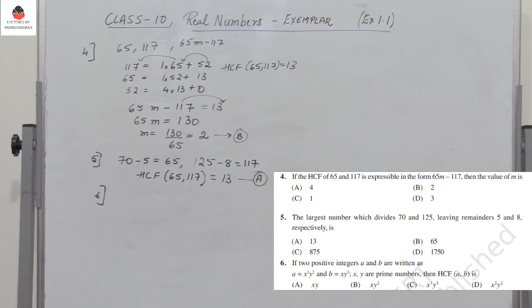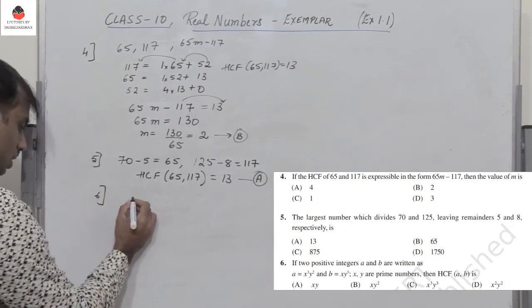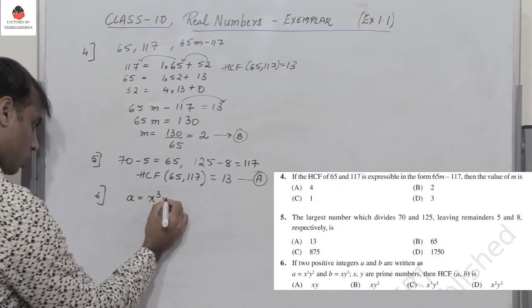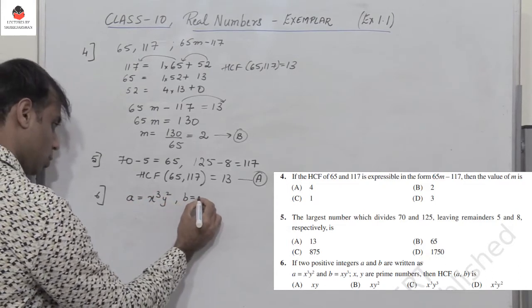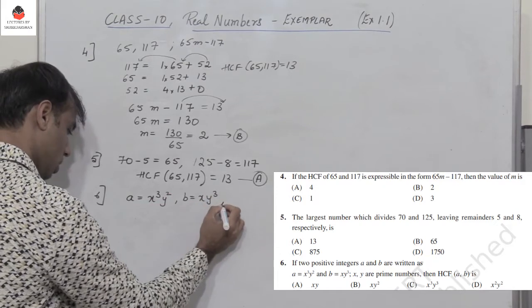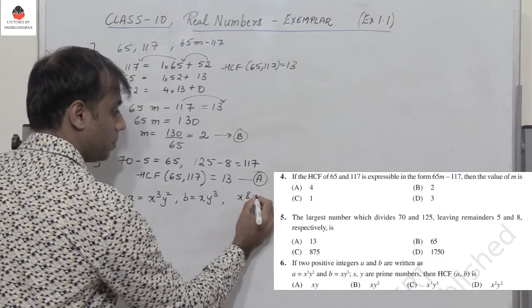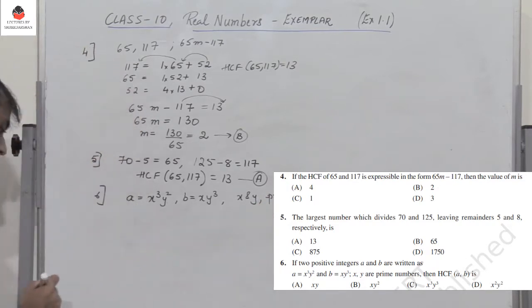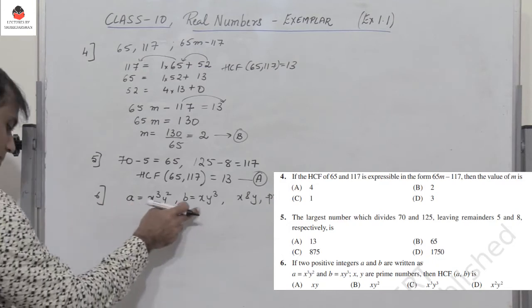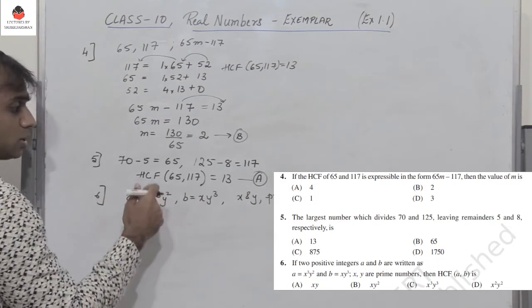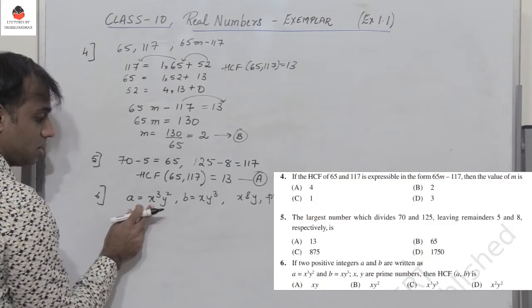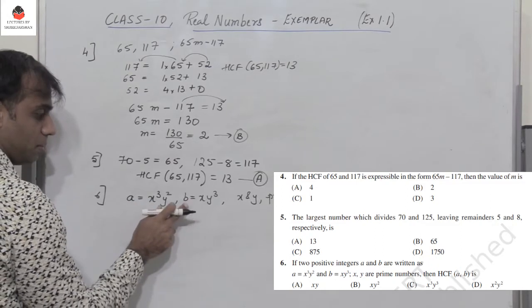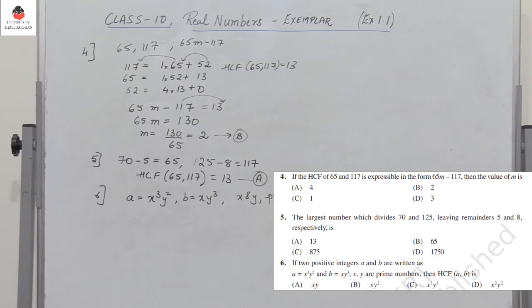Problem 6. If two positive integers are written as a equals x cube y square and b equals x y cube, where x and y are prime numbers, then the HCF of a and b is. Since we are talking about prime factorization, you have x and y which are prime, so a is represented in terms of the prime numbers and the number b is also represented as a product of primes. So what is the HCF?